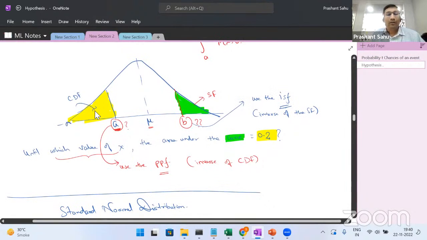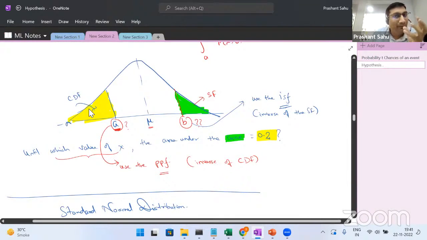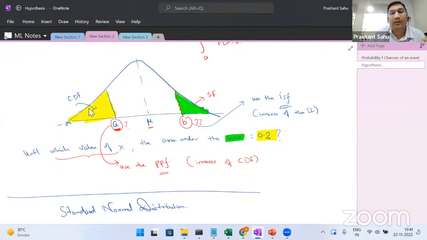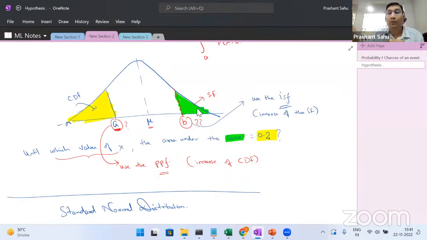Okay. So you can also find out, let's say you are given the area and you want to find out until what point that area would be covered. So this time I have the value of the area. I want to find out the value of A until which that area would be covered. Or similarly, let's say you have an area from the right side. You want to find out the point B until which that area would be covered. Let's say I want to find out from the right side until what point an area of 0.05, that is a cumulative probability of 0.05, would be covered. I want to find out that point B.